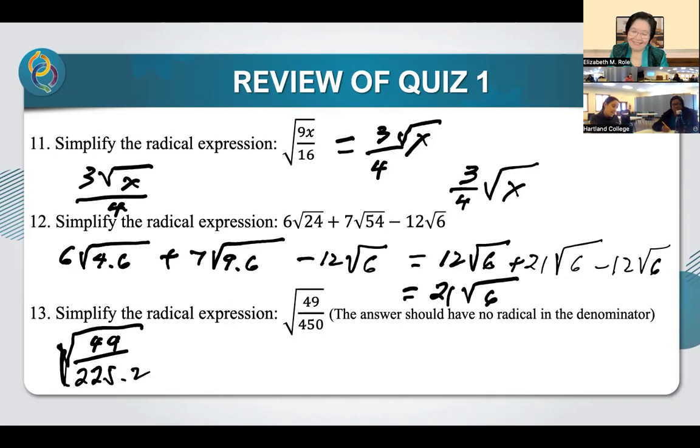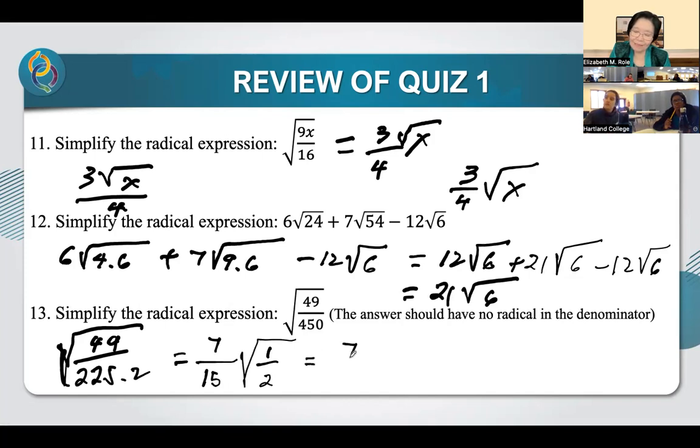All right, so 49 is a perfect square. That will now be 7. Extracting the root of 225 is 15. What remains inside is 1/2, but the square root of 1 is 1. So actually, that is something like 7 over 15, the square root of 2.